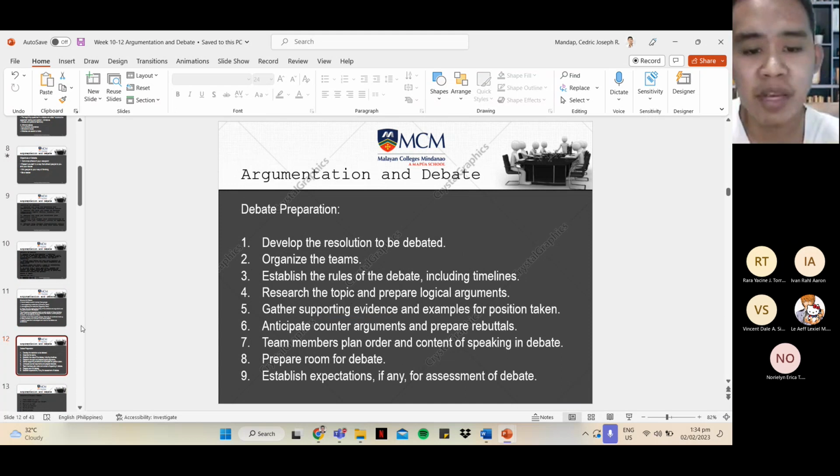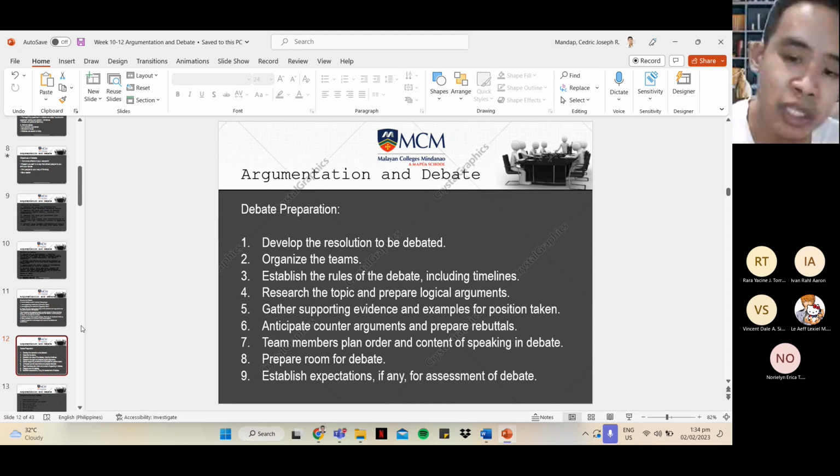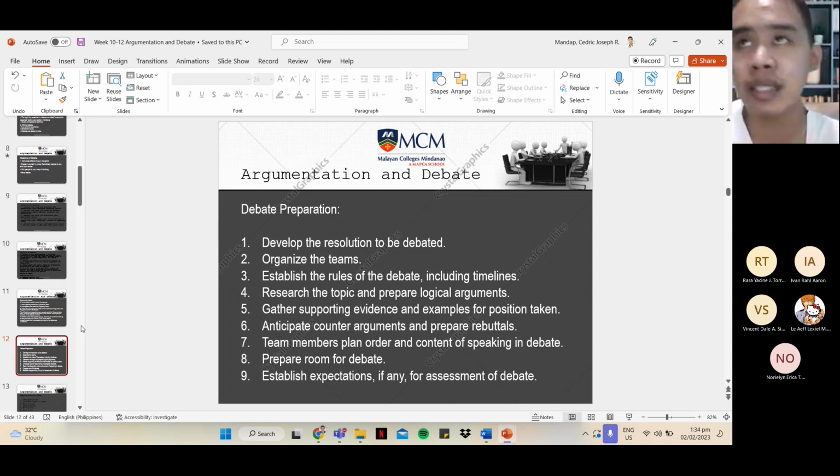Okay, so debate preparation. These are just some basic guidelines. You organize the teams, develop the resolution to be debated, establish the rules of the debate, including the timelines, research the topics, and prepare logical arguments that can be derived from the topic. Either you oppose or you affirm, and gather supporting evidence and examples for the position taken.